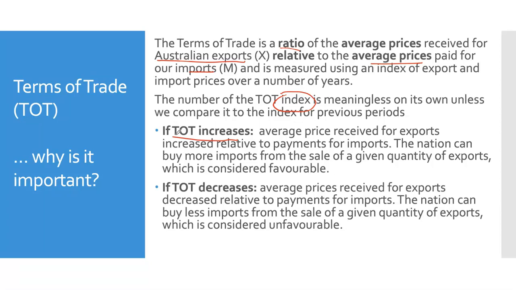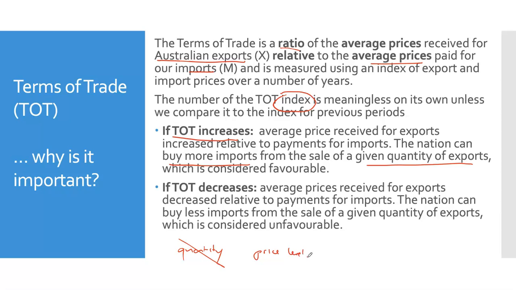So this means that, importantly, the nation can buy more imports from the sale of a given quantity of exports, which would be considered favorable. So it's not looking at the amount, it's just looking at price levels. So don't get confused by that. This is not an analysis of the quantity. This is purely an understanding of price levels.